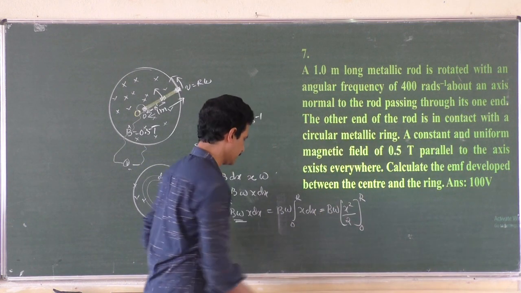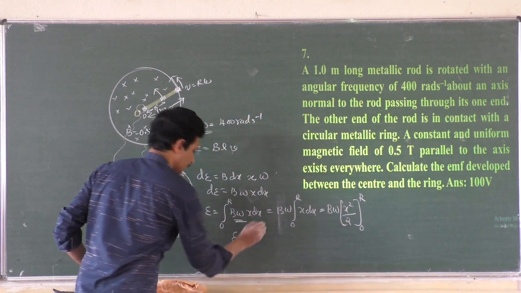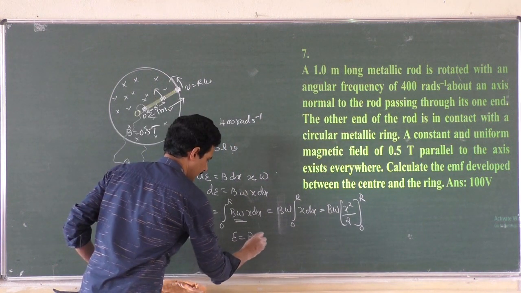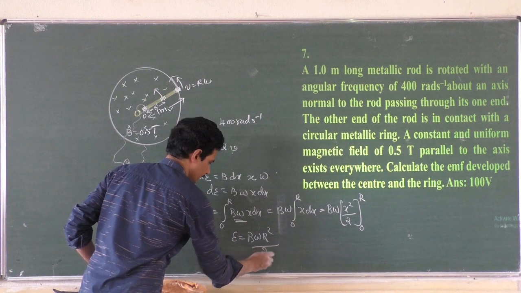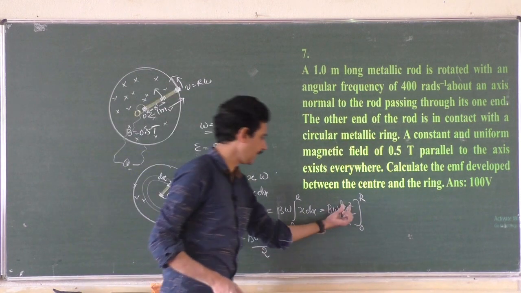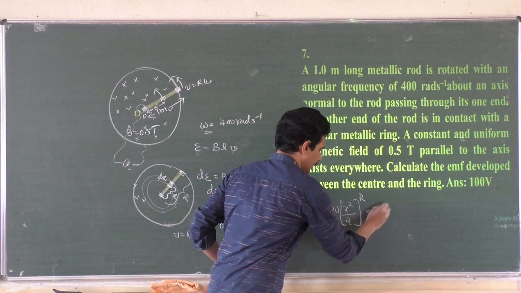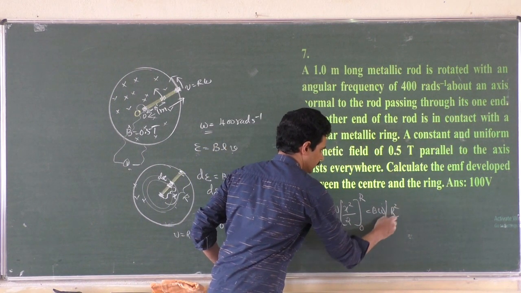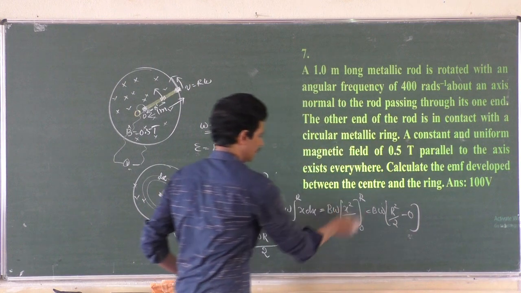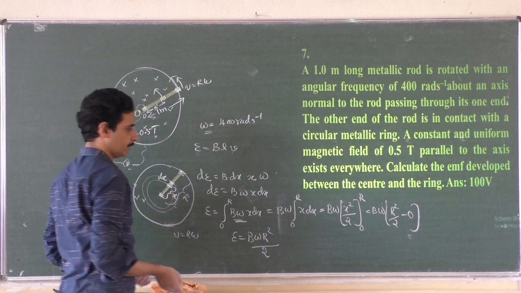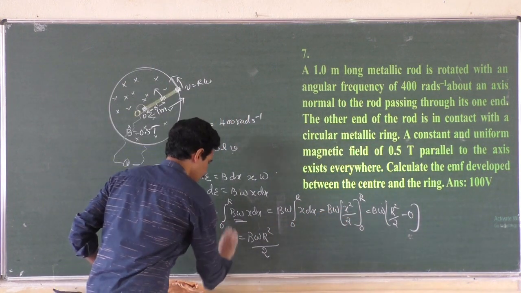When the upper limit is R, the full induced EMF is equal to B omega R squared by 2. Isn't it? This is R squared by 2 minus 0, because when you put the lower limit 0, it becomes 0. So B omega R squared by 2 is the induced EMF.